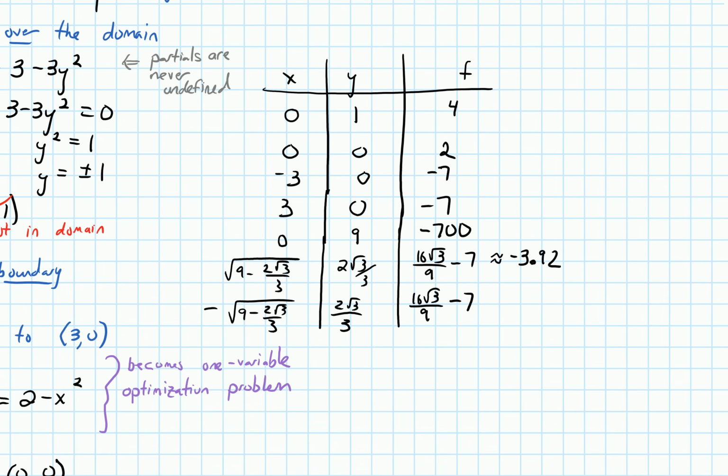So we see now that the absolute max is 4. This is the largest output that we got. And the absolute min is negative 700. That is our absolute min.